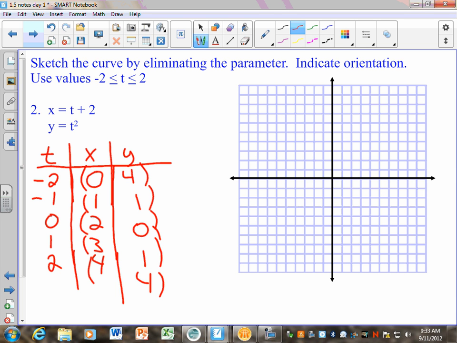But if I graph these: 0, 4; 1, 1; 2, 0; 3, 1; and 4, 4. You're exactly right, Logan. It's a parabola. The difference between a normal equation and what we've just graphed is we're only going negative 2 to 2. So we're not going to put arrows on the end of this because we're only giving the answer from negative 2 to 2. So I'm going to draw my little graph in here.